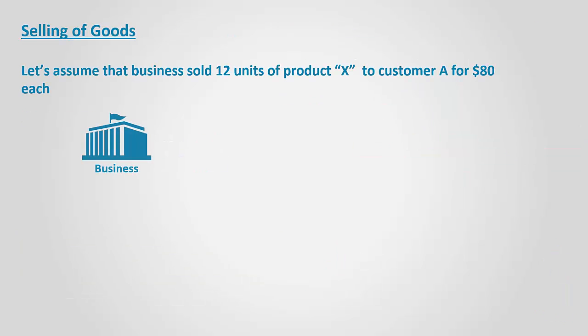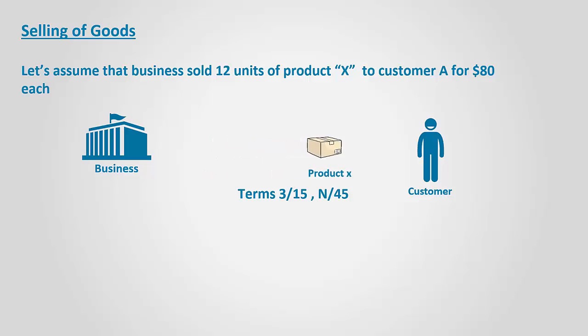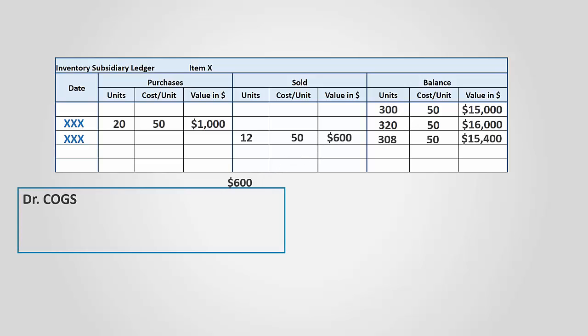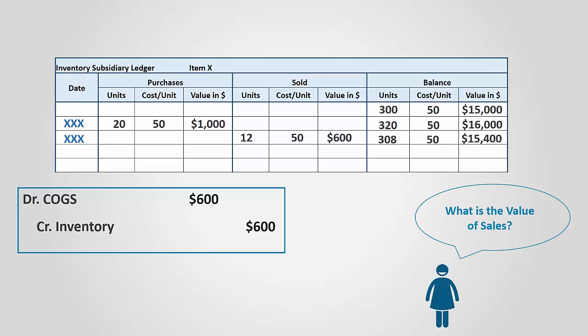Let's now assume that the business sold 12 units of product X to customer A for $80 each, with terms of payment of 3/15 net 45. As the business is using the perpetual inventory system, the inventory subsidiary ledger of product X is updated by recognizing the number of units sold and updating the balance. The cost of goods sold as an expense is debited by $600 and inventory is reduced by crediting it by the same amount. But what about the sales?